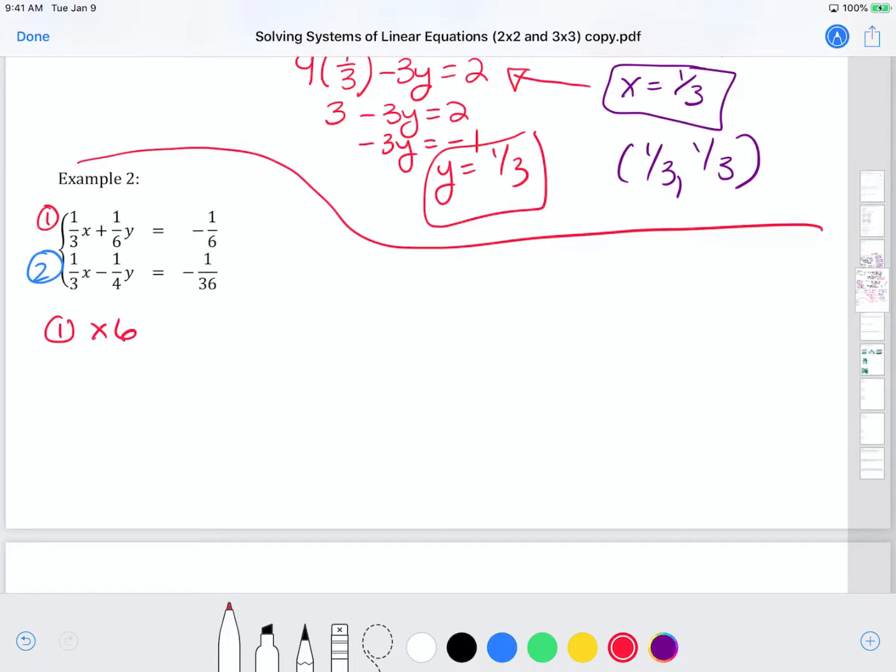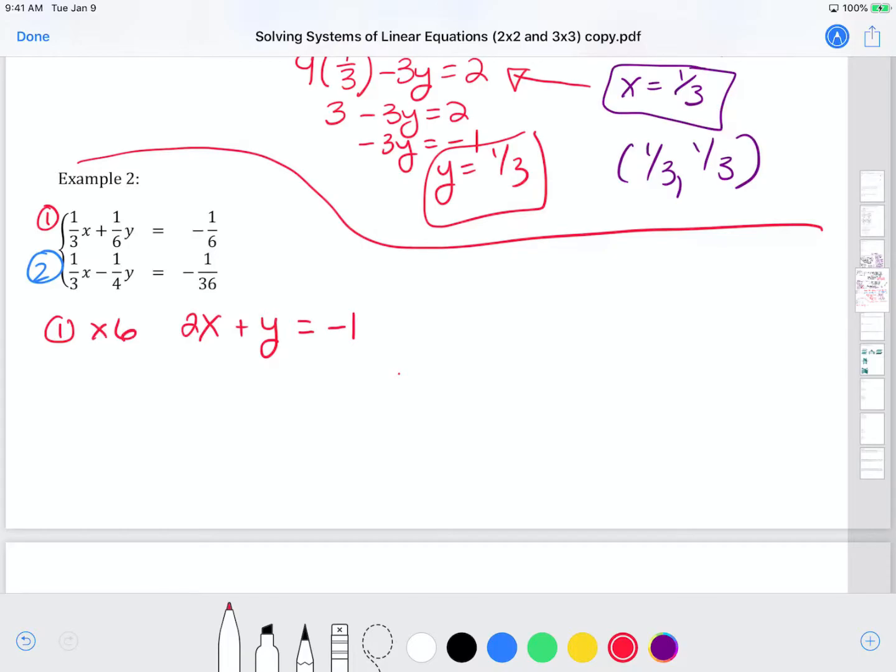When I take equation 1 and multiply by 6, that's 6 times 1/3 x. That gives me 2x. Then 6 times 1/6 y gives me plus y. And then 6 times negative 1/6 gives me a negative 1.